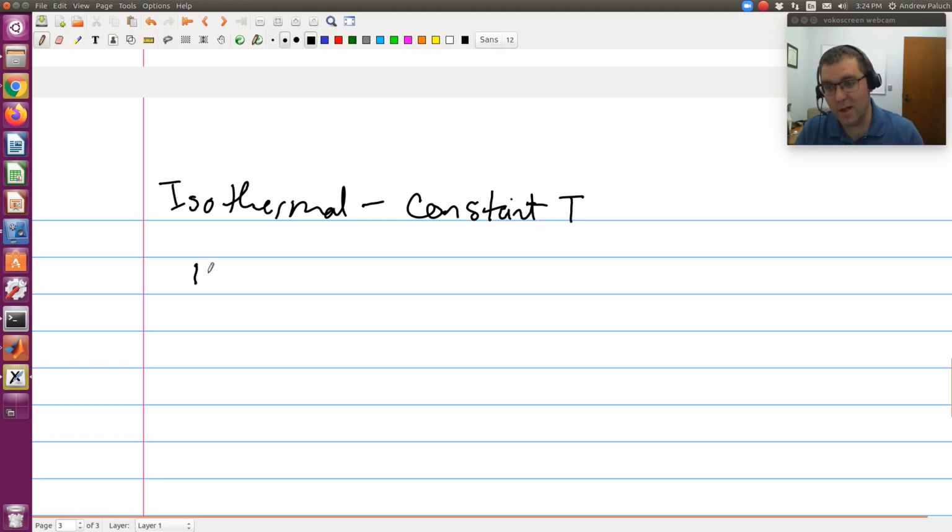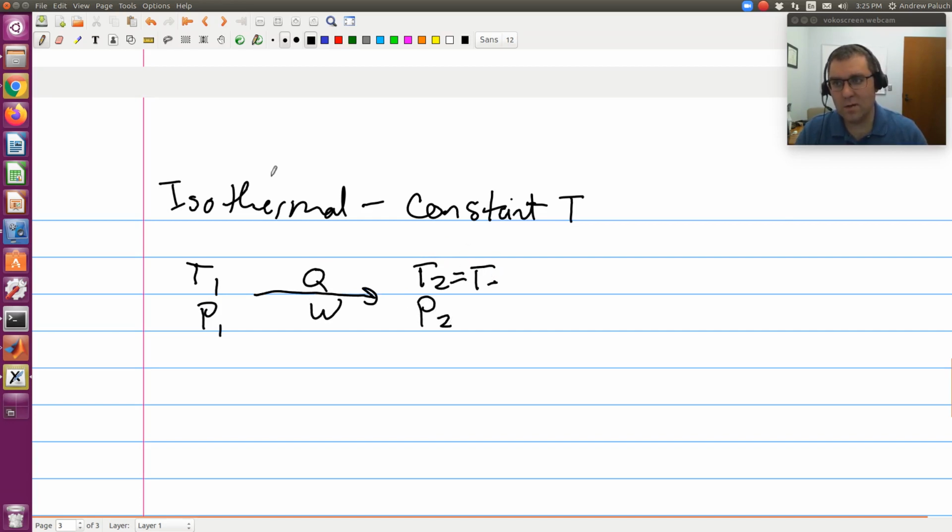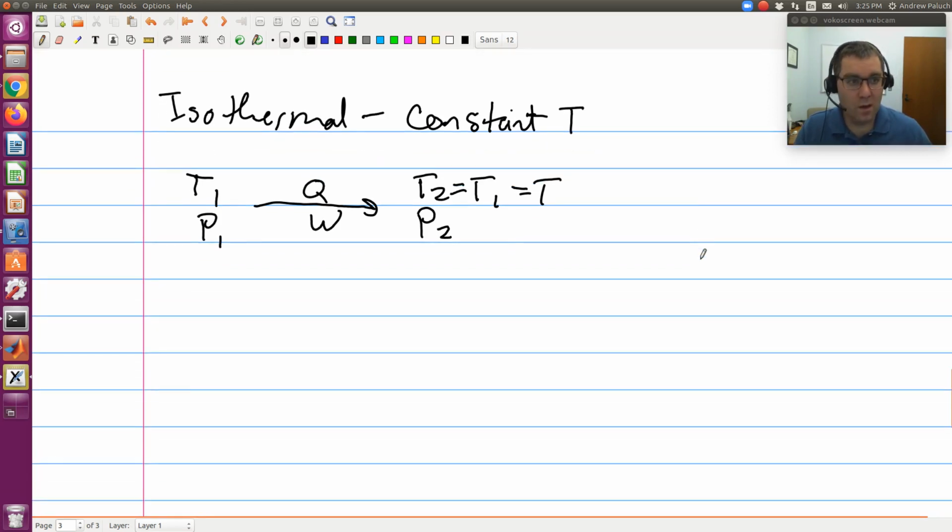So let's imagine again, I have some system at T1 and P1. And I'm going to take that to some final pressure P2, which is specified, and then T2 is going to be equal to T1, it's going to be equal to T. Okay, so another situation in which the state of my system is known, is specified. Let's go through this case.